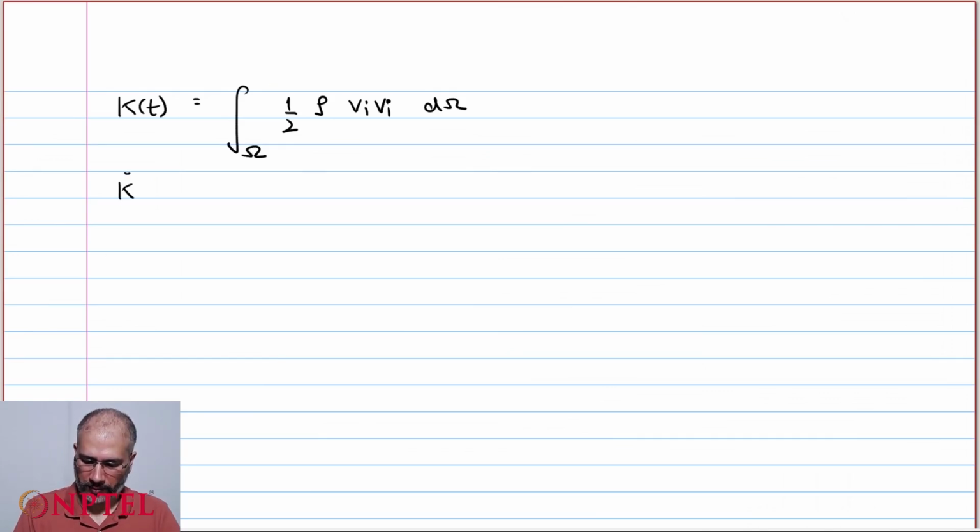So K dot, which is the material derivative of K. Now if you look at this, you can see that this v_i is like an A star, which is an intensive quantity per unit mass.